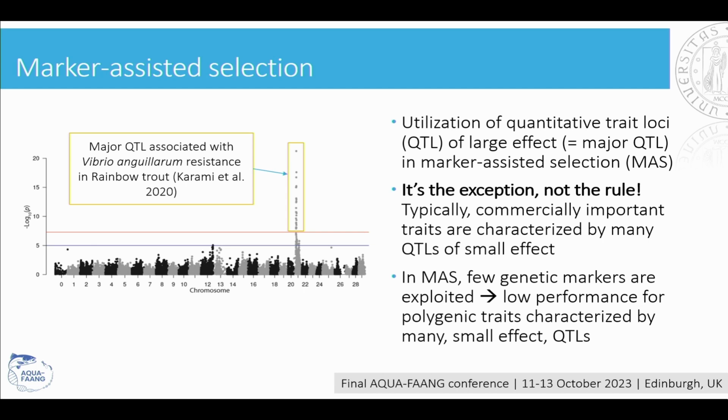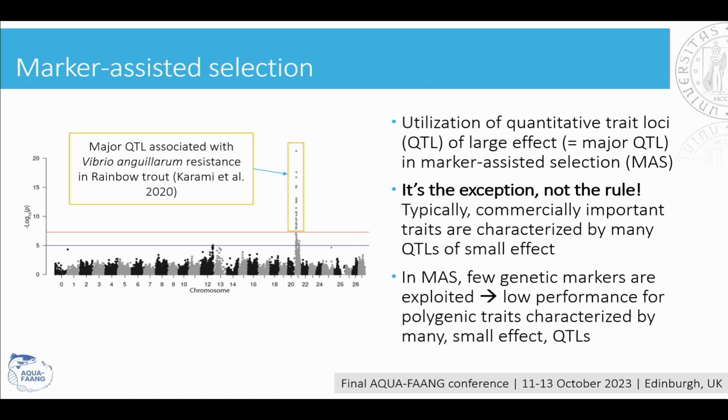But what I want to stress is that it's the exception, it's not the rule. We can detect some major QTL for the trait of interest, but it's not always like this. Commercially important traits are normally characterized by many QTLs with very small effects. And in marker-assisted selection, few genetic markers are exploited, those of the major QTL. So we have low performance for polygenic traits characterized by many QTL of small effect.